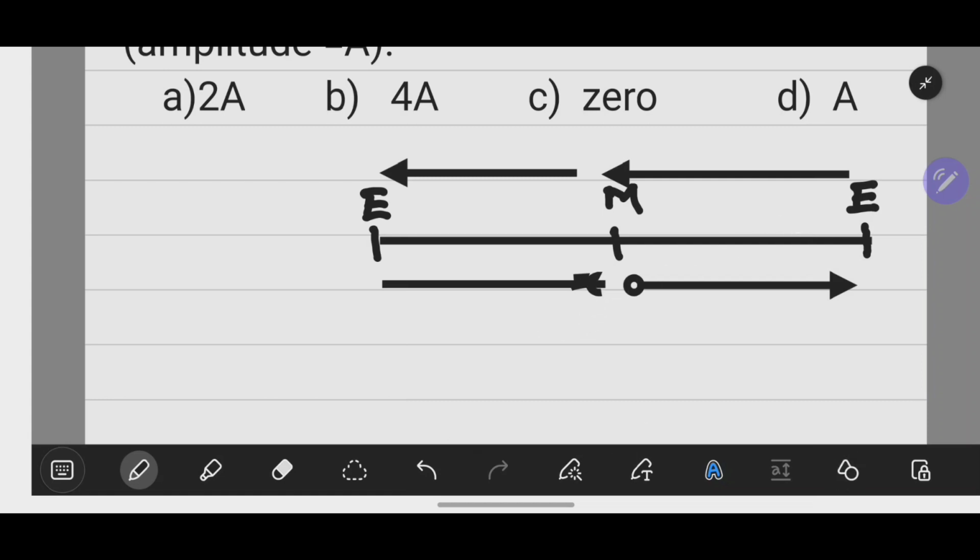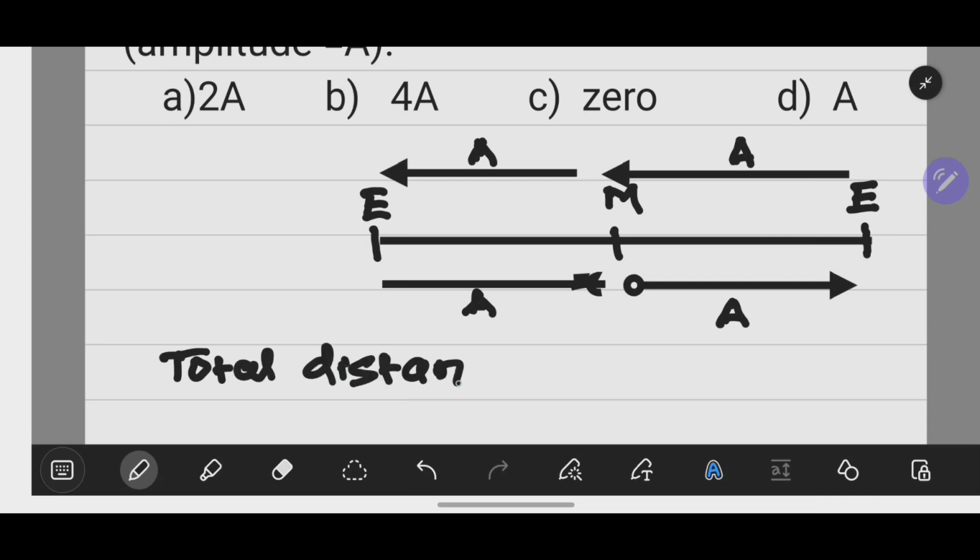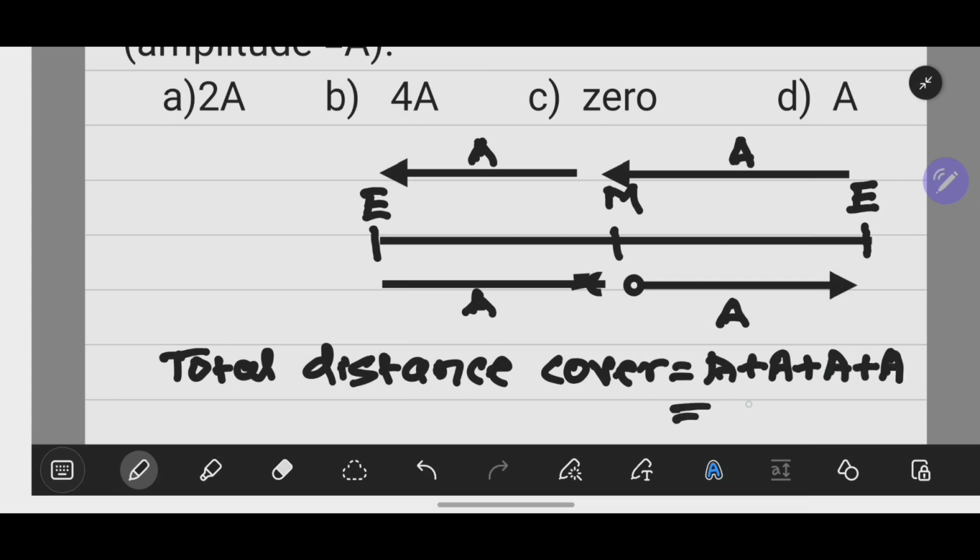So I am going to consider the distance covered during this process: this distance is A. Again this distance is A, amplitude, the maximum displacement of the particle from the mean position. Again this distance is A, and this distance is A. Total distance covered is equal to A plus A plus A plus A. That means total distance covered is equal to 4A.